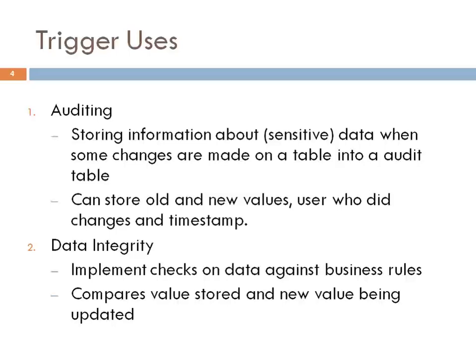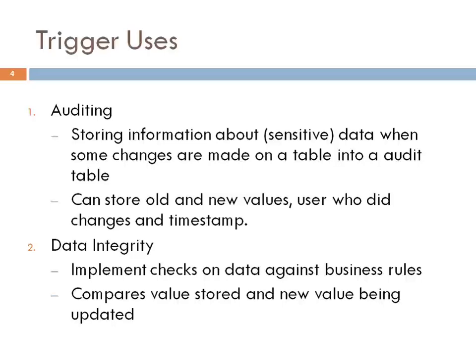Data integrity means that you want to make the data in the tables consistent. For that you can implement checks on data against business rules. If you have defined certain business rules, whatever changes are taking place in the tables should follow those business rules. Data integrity is implemented by comparing the already stored value and the new value being updated. If there is a data integrity violation, then the changes are not done, they are rolled back. If the changes are acceptable according to the business rule, then they will be implemented in your tables, that means committed into your tables.